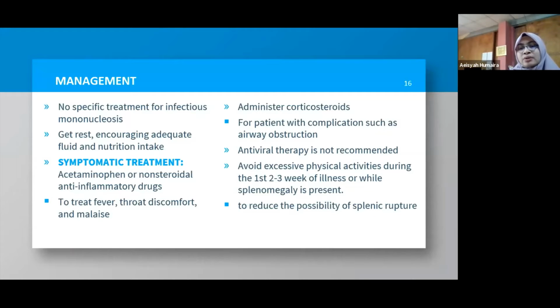And the patient is also encouraged to avoid excessive physical activities during the first 2 to 3 weeks of illness, or while splenomegaly is present, to reduce the possibility of splenic rupture. So that's all for infectious mononucleosis.